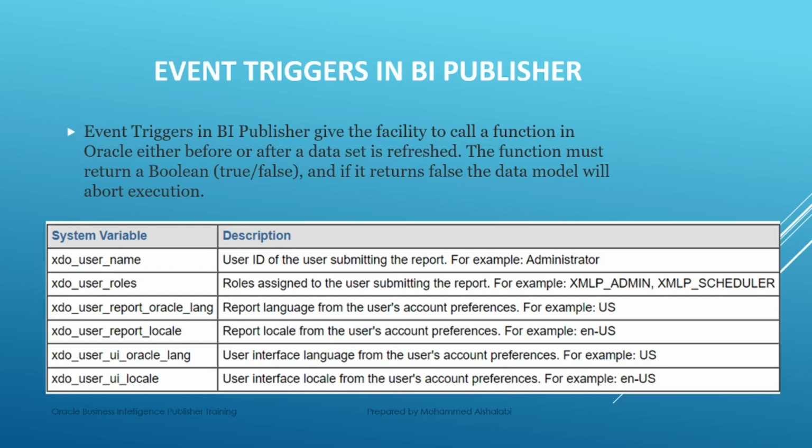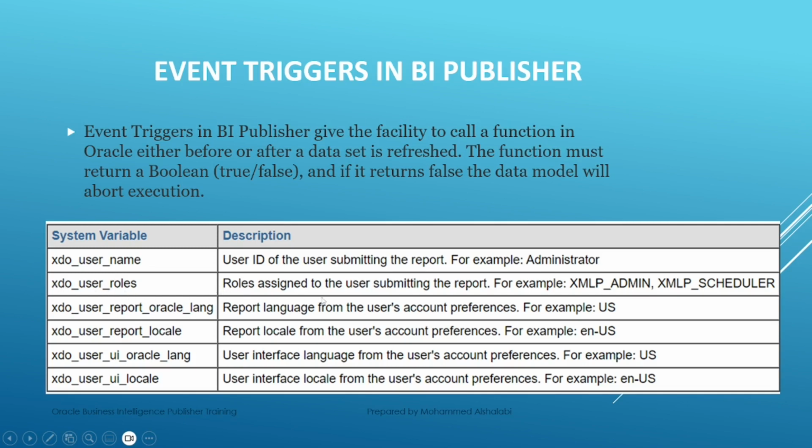The first one is for audits. If I want to keep track of employee login, monitor who logs in to the system, at which time, what language he was using, what his user preferences are, I will use these variables to monitor the user login. For example, XDO username returns the user ID of the user submitting the report, for example, administrator or WebLogic or any other custom user.